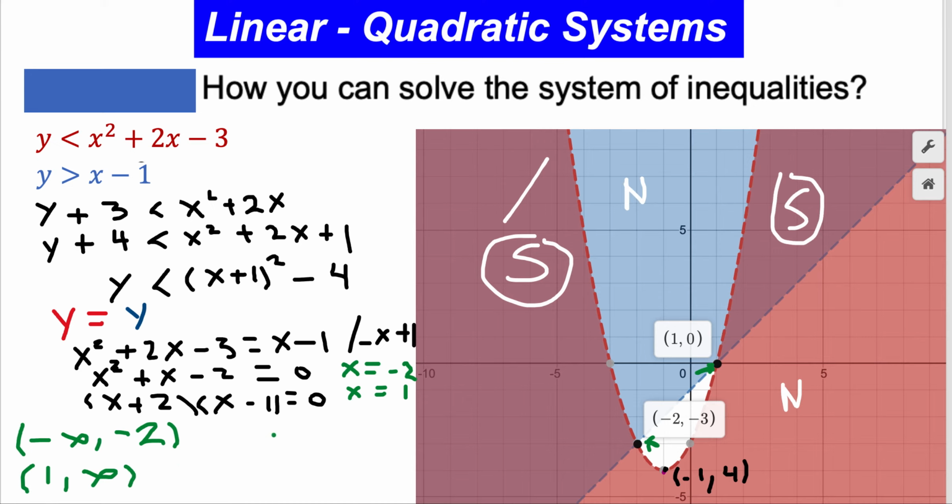Or you can write it with inequalities. Here, for example, the solution is from minus infinity to minus 2, or x is greater than 1 and smaller than infinity. So here is the x.